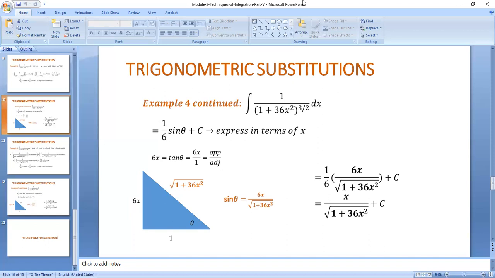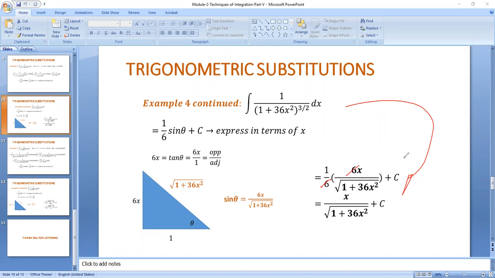Now we can simplify further by taking out the 6. So you have simply x over the square root of 1 plus 36x squared, plus c. This is already the answer to the given integral. So the substitution equation we used here is u equal to a tangent of theta.